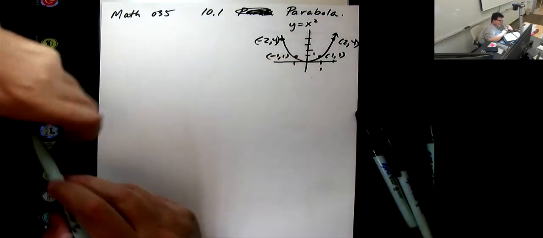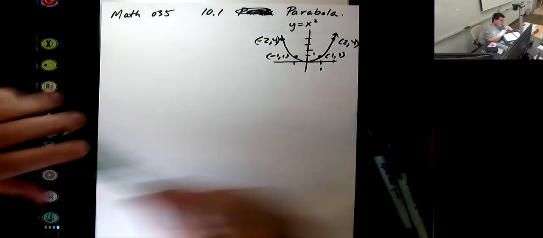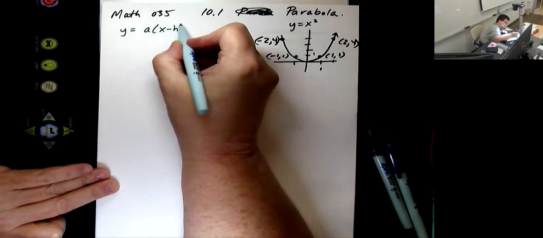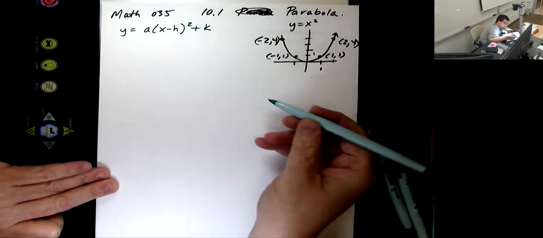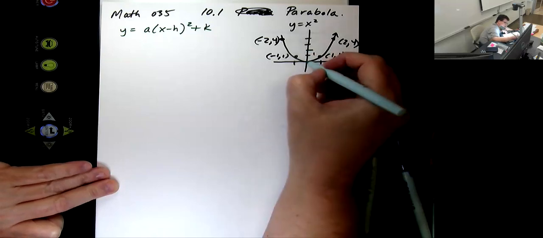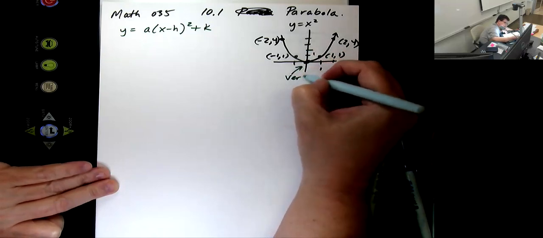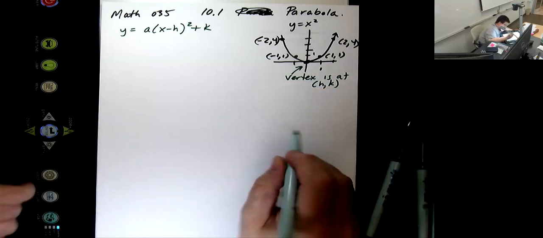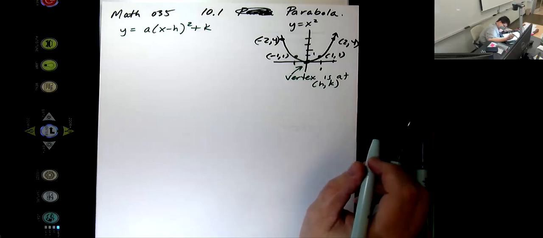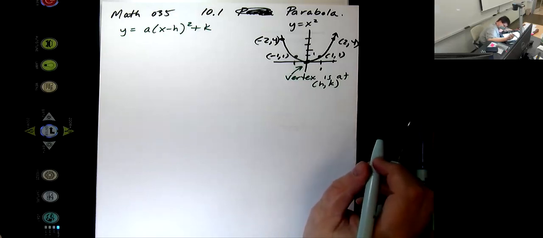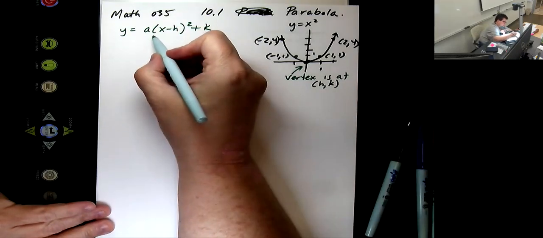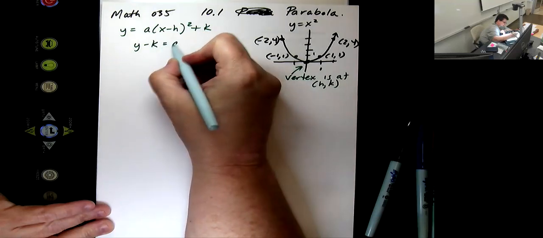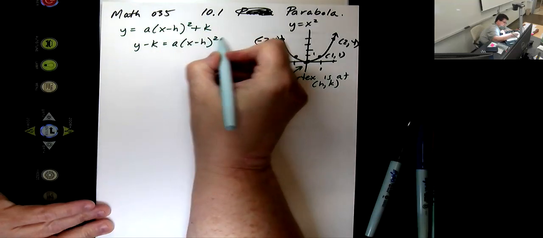Then we learned how to upgrade it some. We learned how to do y equals a times (x minus h) squared plus k, where it shifts the vertex to (h, k). Another way of writing this is, if I subtract k from both sides, y minus k equals a times (x minus h) squared. These two are the same.